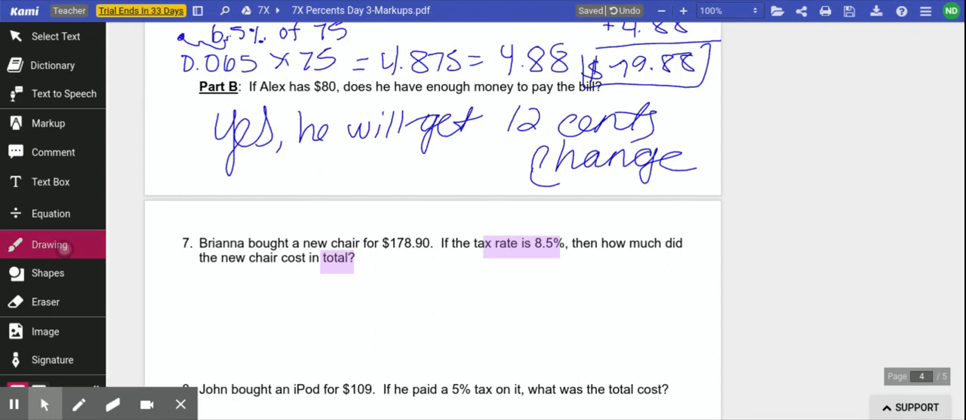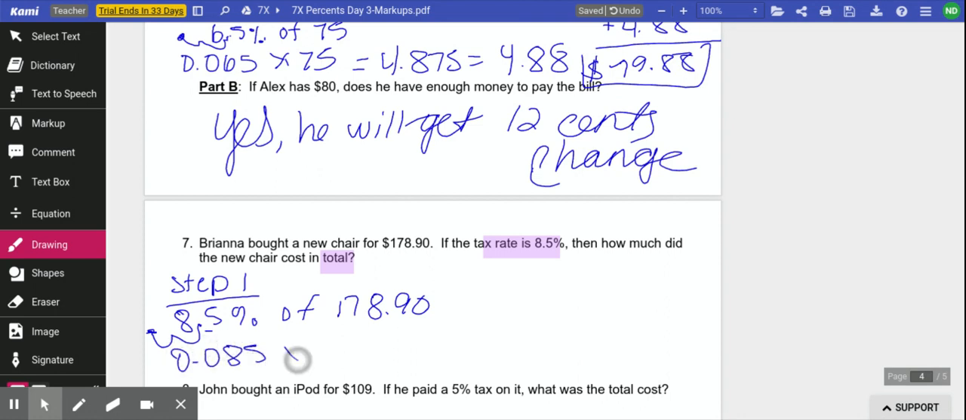So step 1, figure out how much your tax is going to be. So I got to figure out what is 8.5% of $178.90. Again, I know you see 8.5 and you think it's a decimal. Do I still need to convert it into a decimal? Yes. The answer is yes, because you have a percent sign after that. So you still have to move that decimal 2 spaces to the left, making this 0.085 times $178.90.